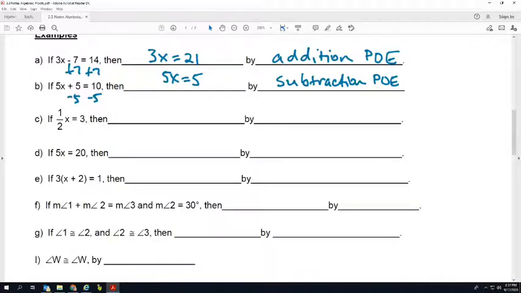Okay, next we have 1/2 x equals 3. Now technically that's the same thing as saying x over 2 equals 3. That x is being divided by 2. So in order to solve it, I'm going to write it like this. We're going to multiply both sides by 2, and that would give us x equals 6. So we use the multiplication property.